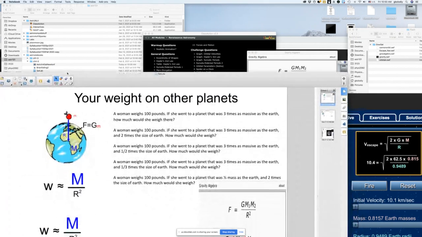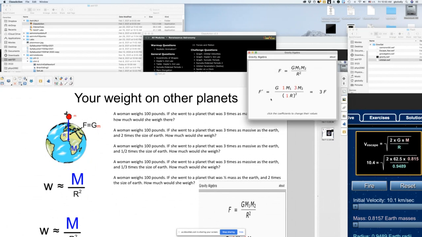How about some of the other problems here? A woman weighs 100, she went to a planet 3 times as massive as Earth and 2 times the size. Let's see. So she weighs F, 3 times as massive and 2 times the size. That means you have to square this. This would be 3 divided by 4, 2 squared. She'll weigh 3/4 of 100. Don't forget F is 100. Okay, 3/4 of 100 means 300 divided by 4.